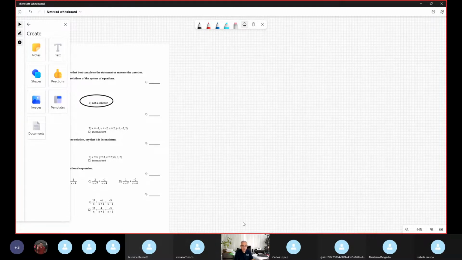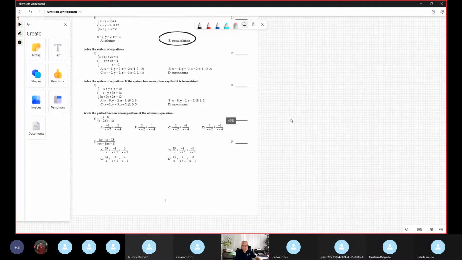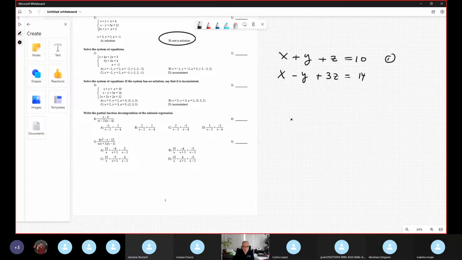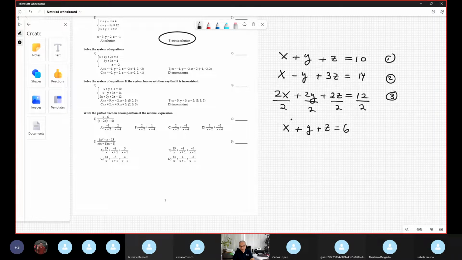Next question is number 3, no? It is a system. Look, x plus y plus z equal 10, equation 1. x minus y plus 3z equal 14, equation 2. And the third equation is 2x plus 2y plus 2z equal 12. Do you see any common factor in the third equation? The last equation has every coefficient even, and 12 divided by 2. If you divide the entire equation 3 by 2, it's equivalent. It's x plus y plus z equals 6, because 12 divided by 2 is 6.